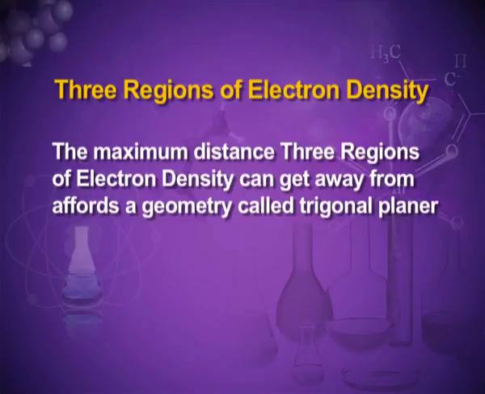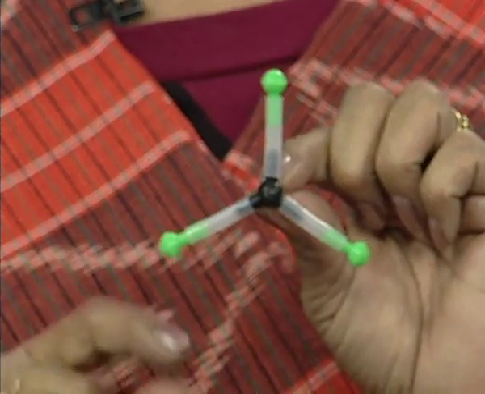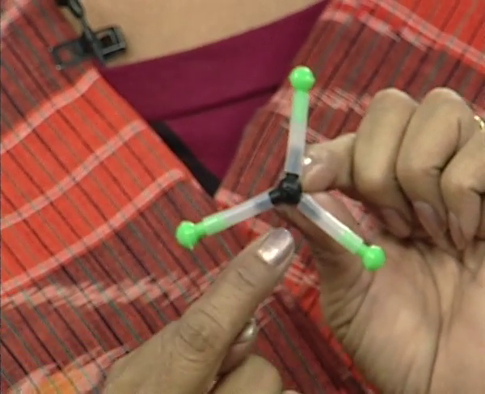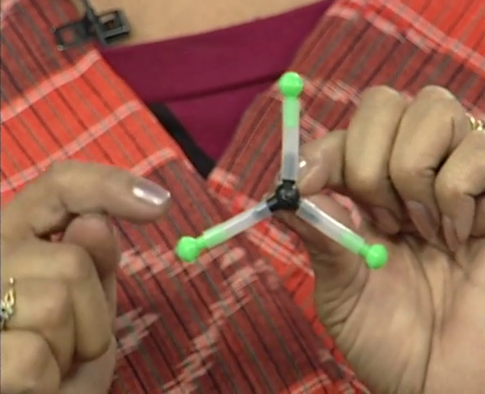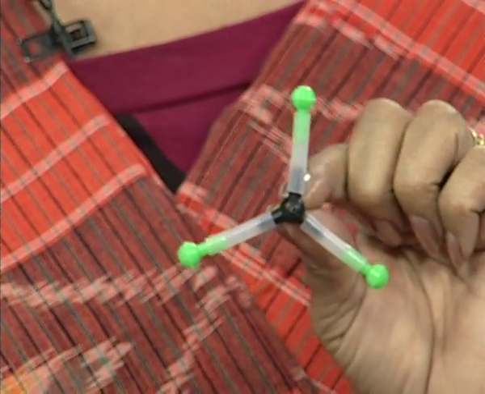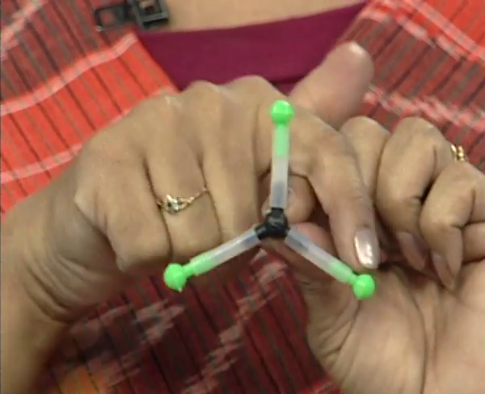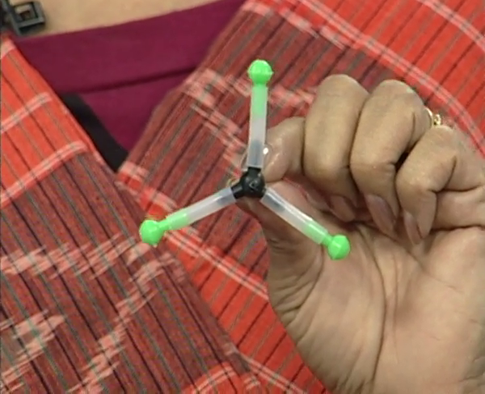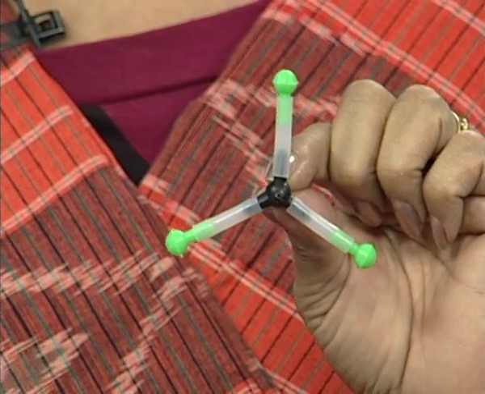Now the next example, 3 regions of electron density. The maximum distance 3 regions of electron density can get away from each other affords a geometry called trigonal planar. This is an example of a planar trigonal molecule, BF3. This black atom is the boron and these 3 green atoms are the fluorine atoms. Now all are bonded pairs, you can very well see, and to have the minimum repulsion they take the shape of a planar trigonal.